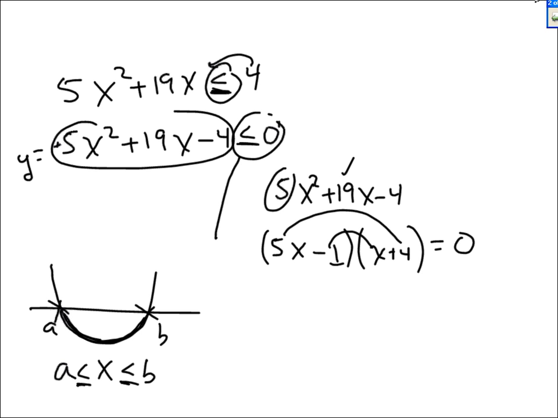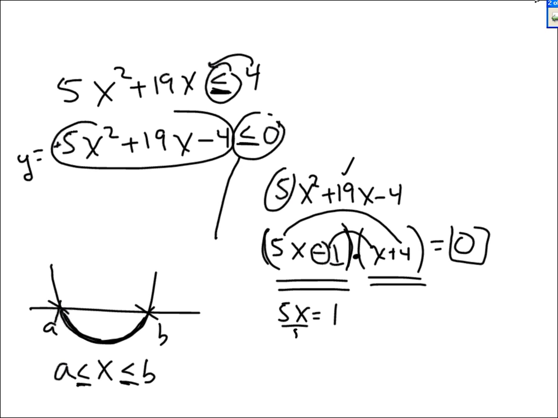If this times that equals 0, then either this is 0 or that's 0. When is this bracket 0? Well, if you subtract two things and you get 0, those two things must be equal to one another. Divide by 5, divide by 5. x is equal to 1/5. If x plus 4 is 0, well then x is equal to negative 4. So I found my a and my b.